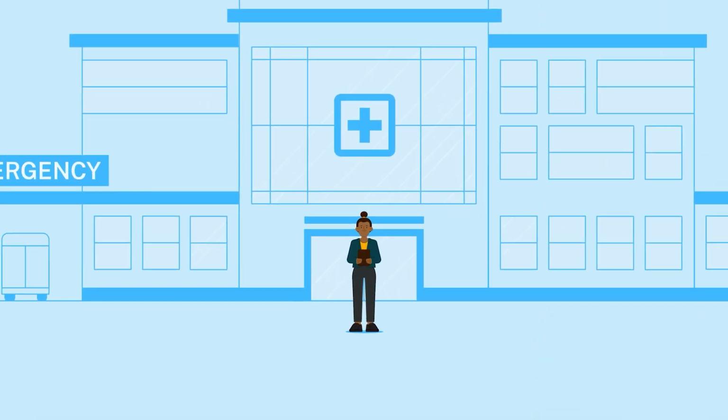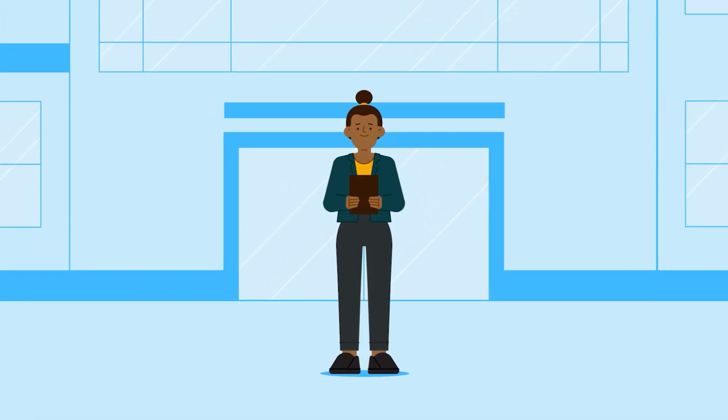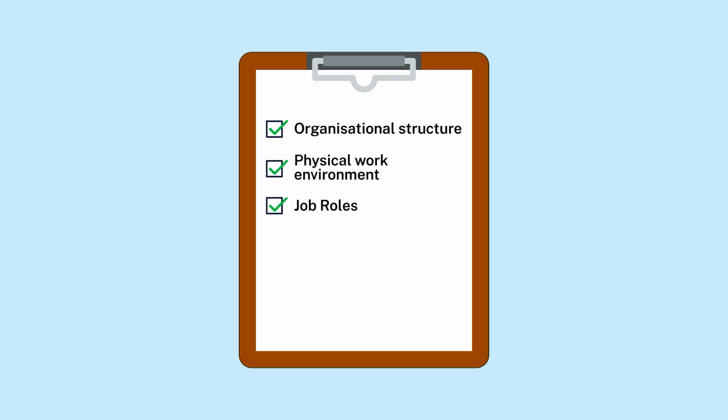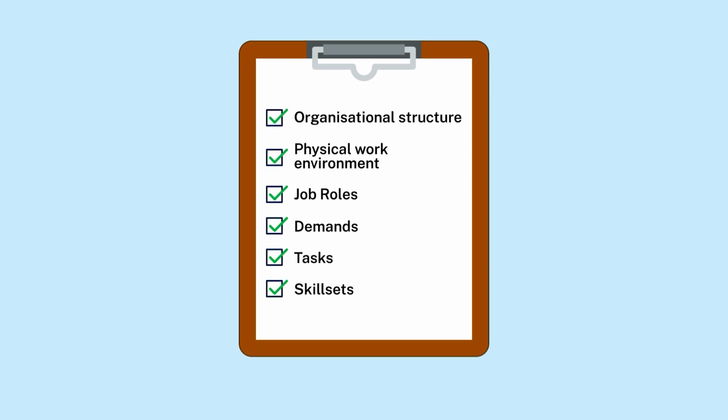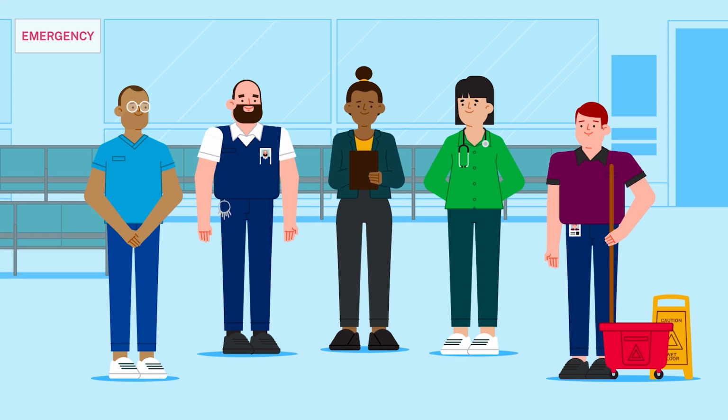To do this successfully, you firstly need to understand your work context. Your work context includes the organisational structure, physical work environment, along with the job roles, demands, tasks, and skill sets of workers at all levels within the organisation. Once you have captured your work context, you can analyse and identify any hazards or risks that may exist for your workers in consultation with them.